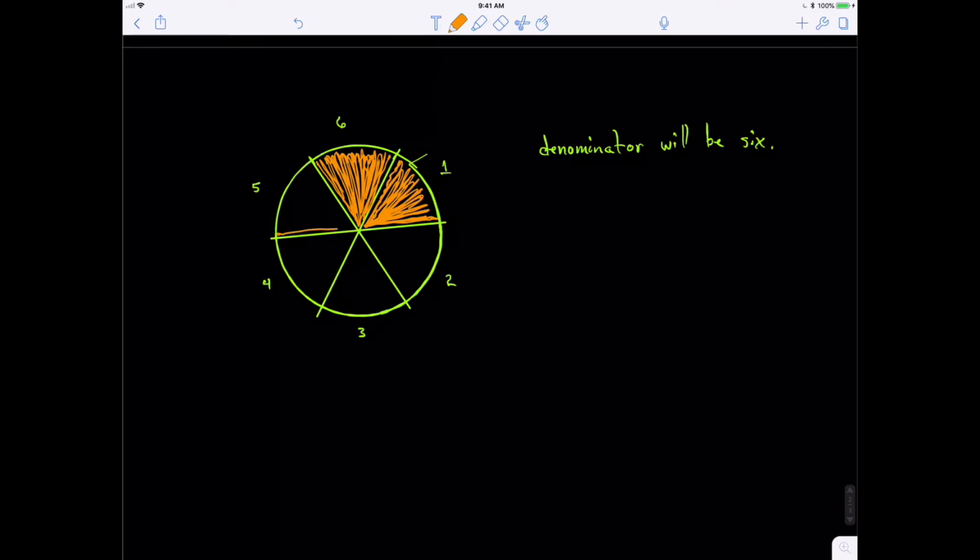All right, so let's see those. Let's color those 3 pieces in orange. And then let's take another color. We'll use the pink. So let's do 2 pieces here, pink.